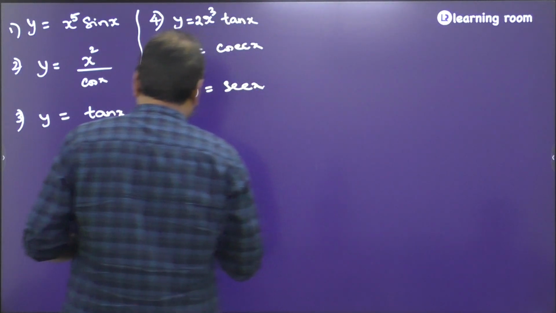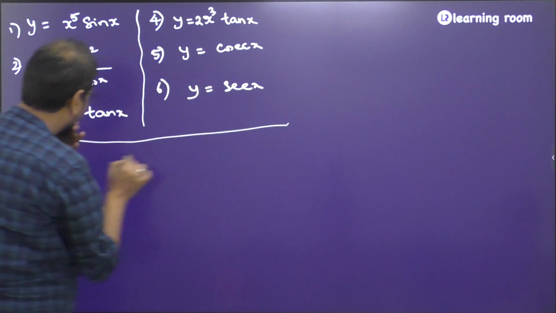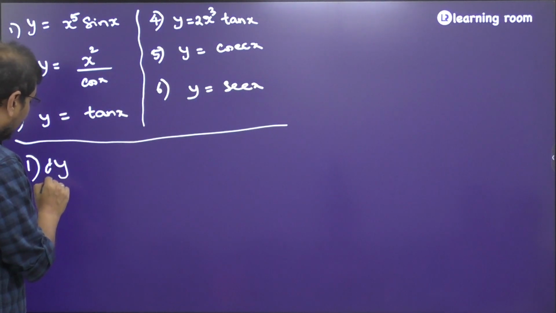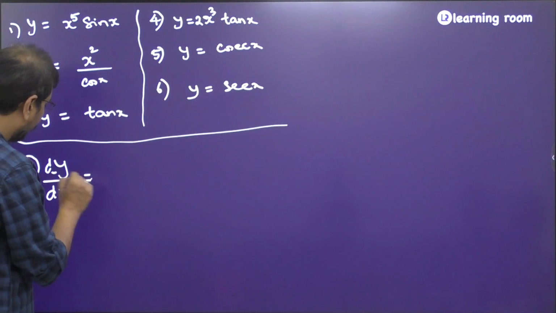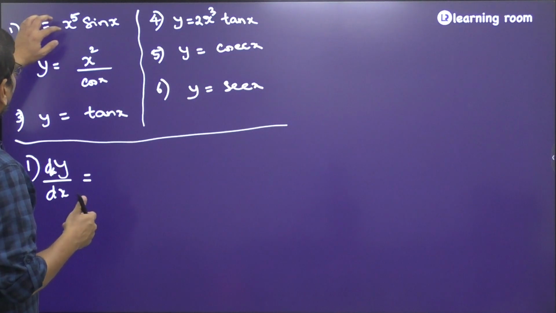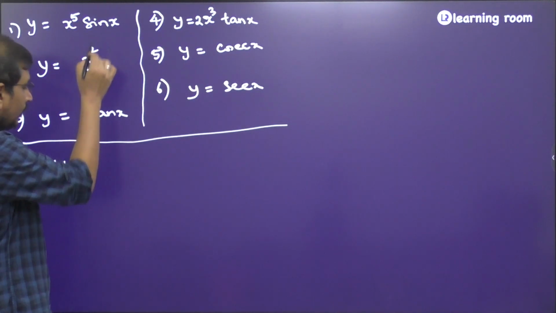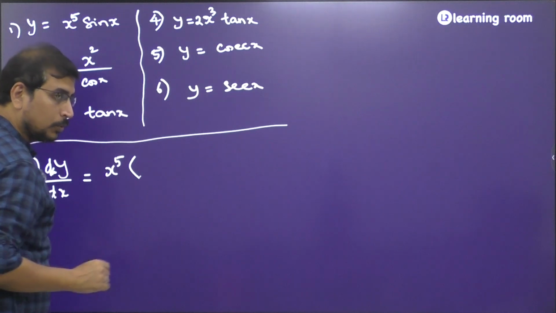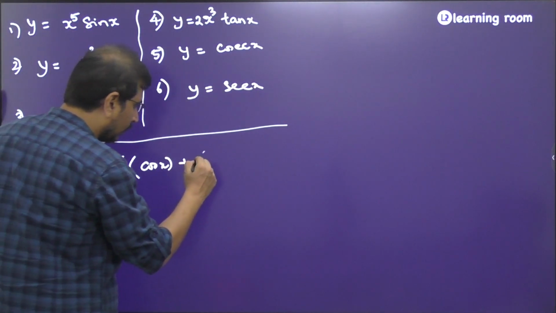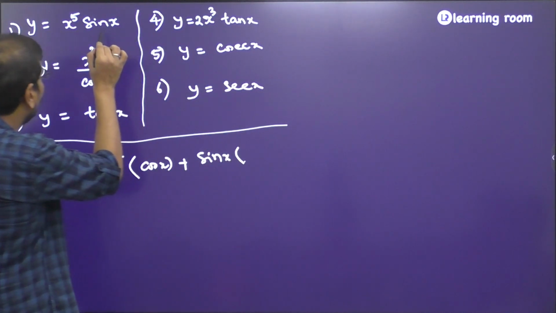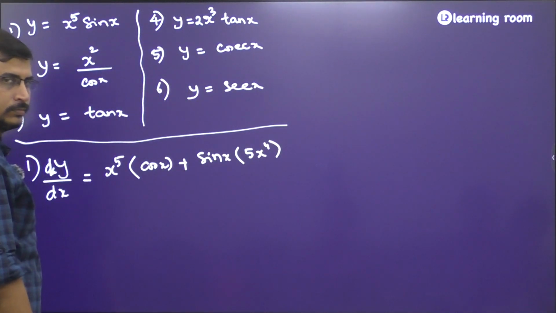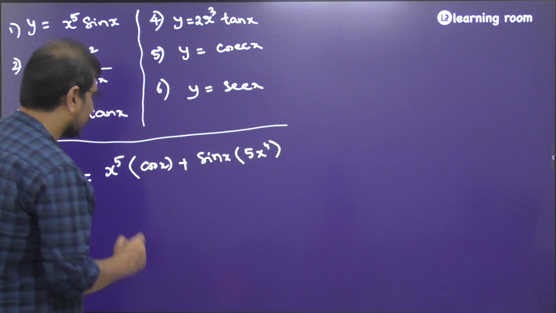So listen, for the first one, y is equal to x power 5 sin x. So dy by dx will be equal to: first function into derivative of second function, that is cos x, plus second function into derivative of first function, which is going to be 5x power 4. Right. So this is the answer.